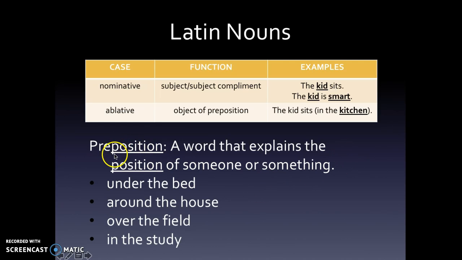All right, quick review about prepositions. Here's a trick for remembering what a preposition is. It works 99% of the time. A preposition is a word that explains the position of someone or something. So you can see the word position in preposition. For example, under the bed, around the house, over the field, in the study. Under, around, over, and in are all prepositions. Bed, house, field, study are all objects of these prepositions. And in Latin, they would be in the ablative.